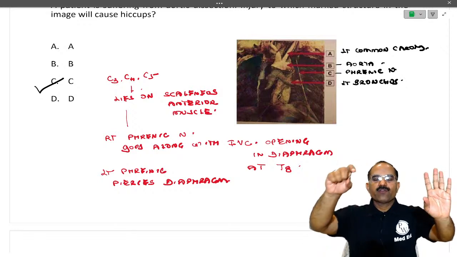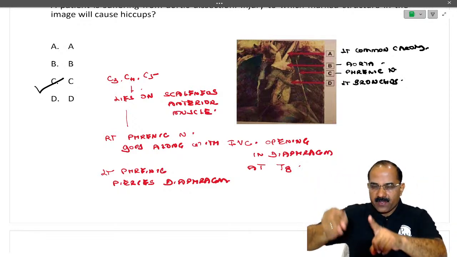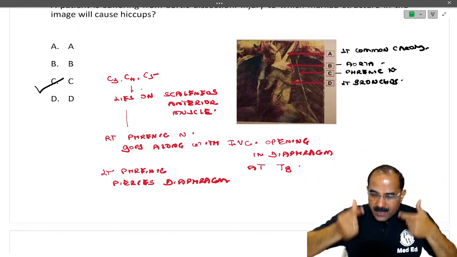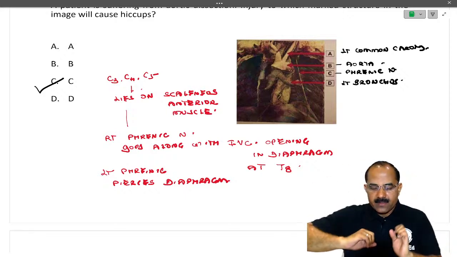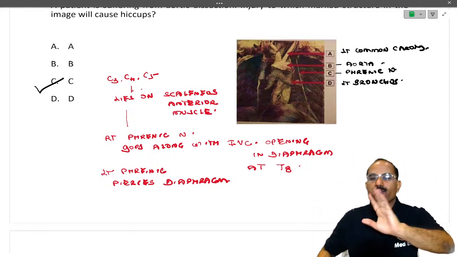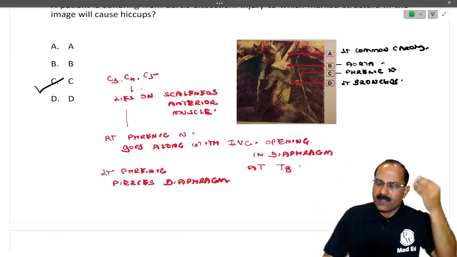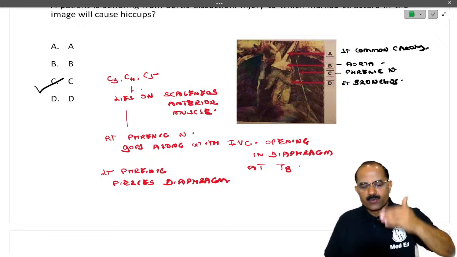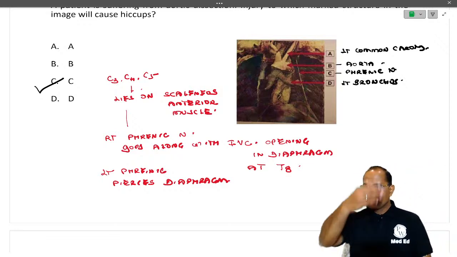तो ठीक है, फ्रेनिक नर्व का क्या पता है आपको? रूट वैल्यू C3, C4, C5. फ्रेनिक नर्व कौन से मसल पे लाई करता है? स्केलेनस एंटीरियर. द राइट फ्रेनिक नर्व गोज अलोंग विद द IVC. द लेफ्ट फ्रेनिक नर्व गोज डायरेक्टली पियर्सिंग द डायफ्राम इनटू द एब्डोमेन. परफेक्ट, वेरी गुड, वेरी गुड.